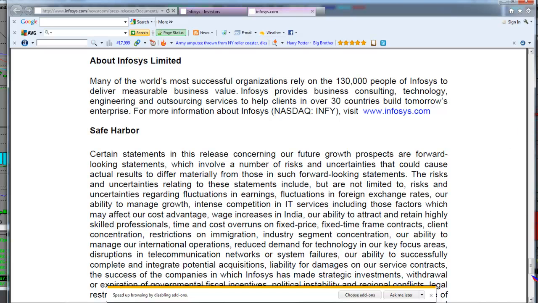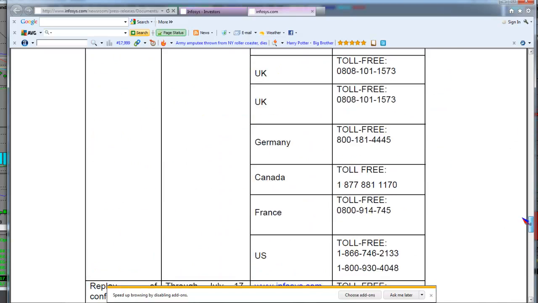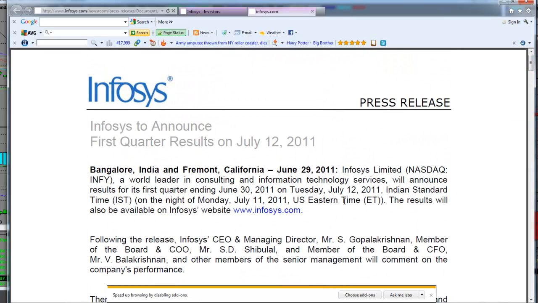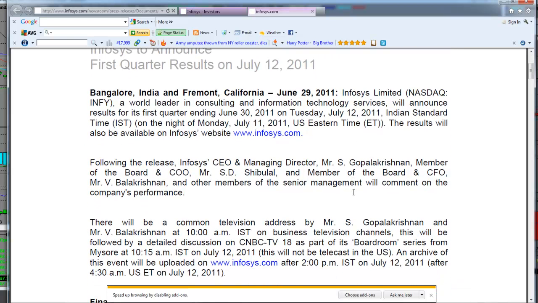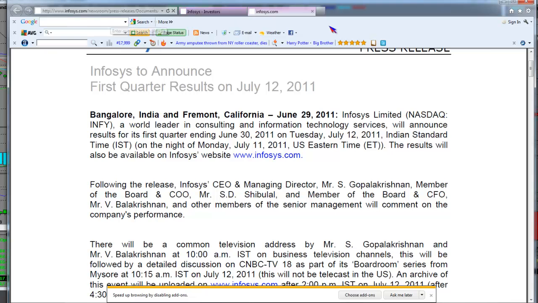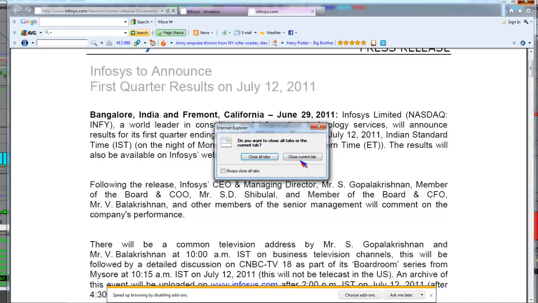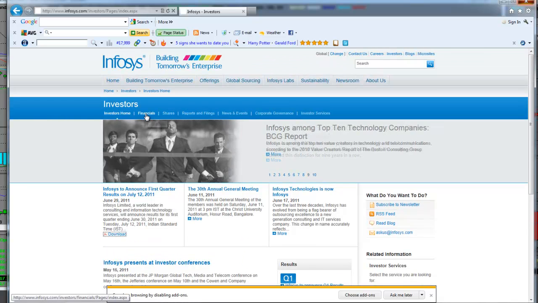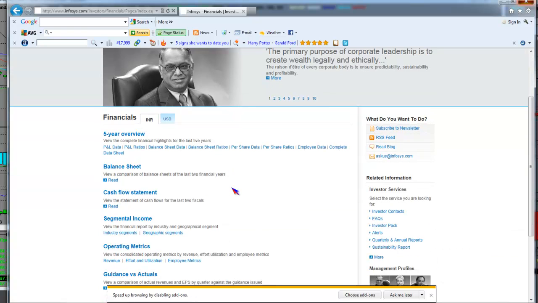So once you find out what the current release was, the thing about it is you want to know if there's been any improvements lately and what may have been said in the last press release, just so you have a place to know where the last mindsets were around the company. Then you'll click close the current tab. When you get back over here, you're going to want to go to the financials, okay?